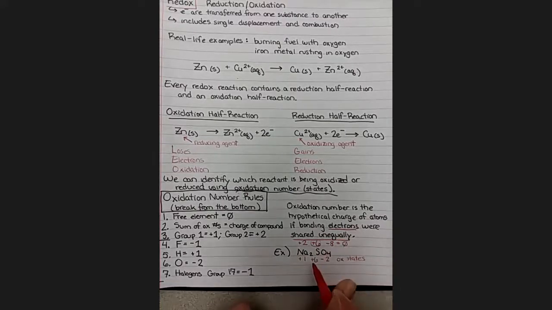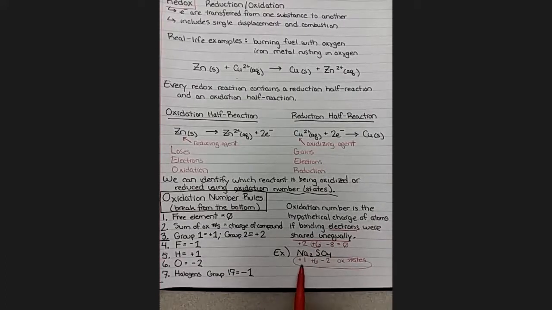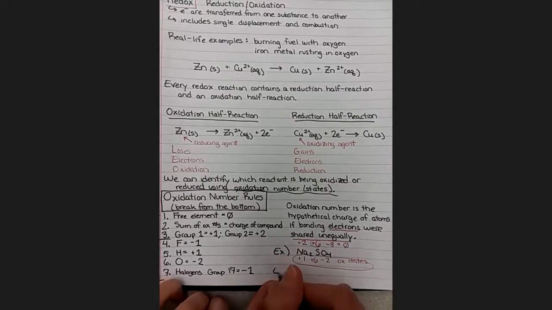So remember that if a problem wants to know what the oxidation state of a particular element is, it wants to know these numbers. It wants to know the oxidation state of just one atom of that element. I think we have room for one more.